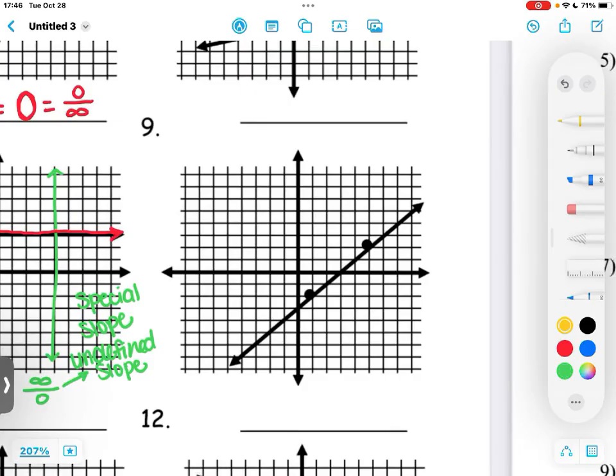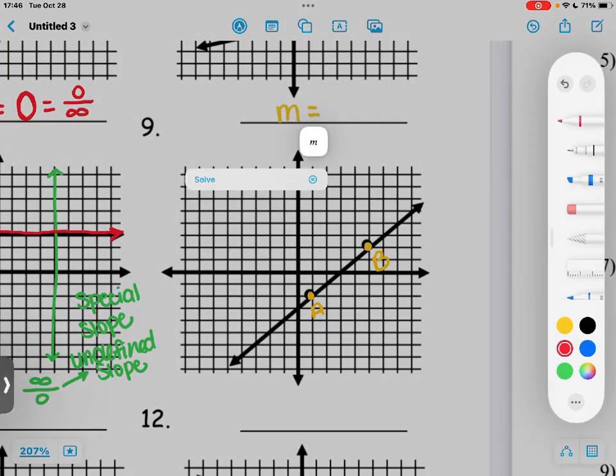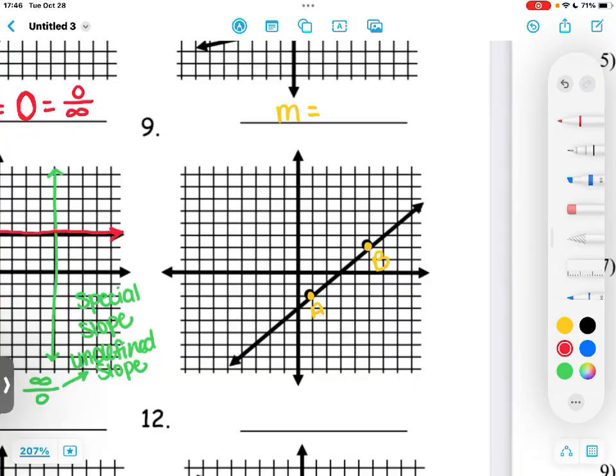Looking at number 9, still looking at slope based off the 2 points. I'm going to label this one A and this one B. I am going to go a little bit faster now. I'm still going to color code where I can, but just going a little bit faster. We're going up 1, 2, 3, 4 units, up 4.